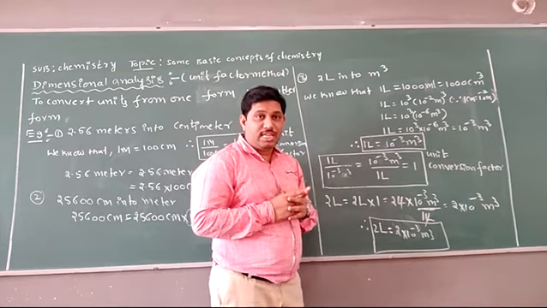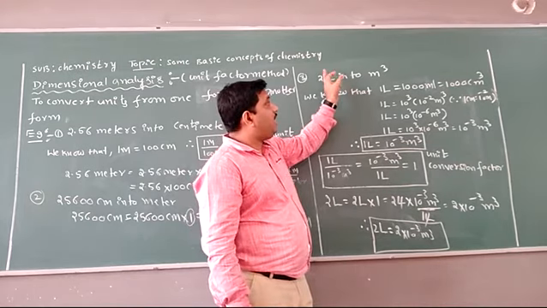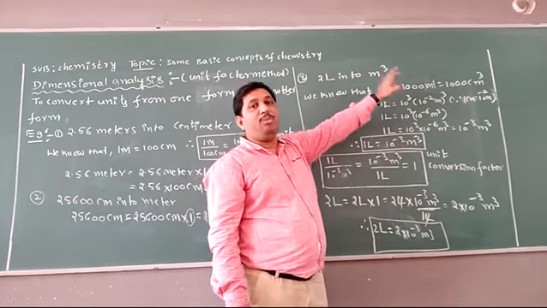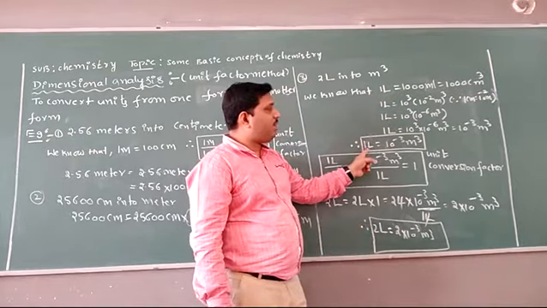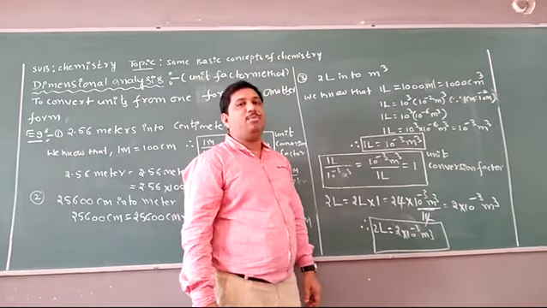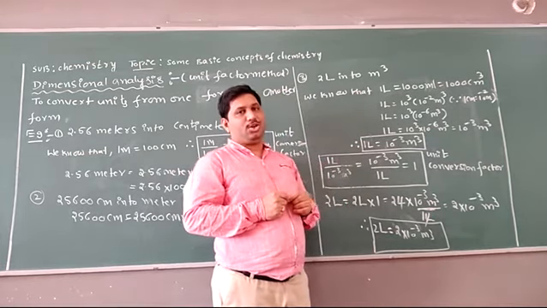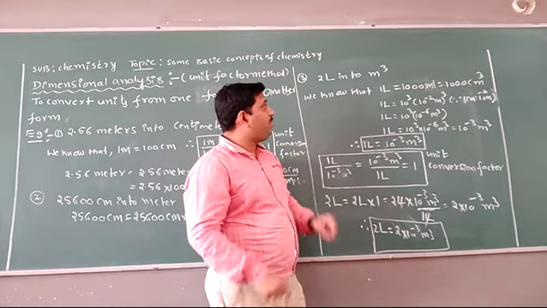Our relation will be obtained. What is the relation, student? The relation between liters and meter cube is: 1 liter is equal to 10 to the power of minus 3 meter cube. By using this relation, we are converting liters into meter cube. I will explain once again, student.